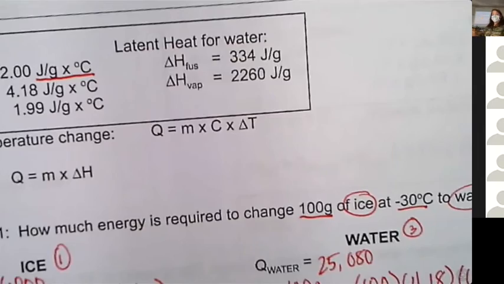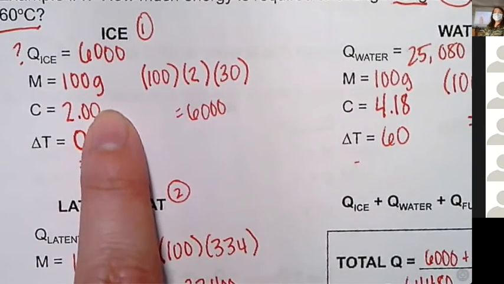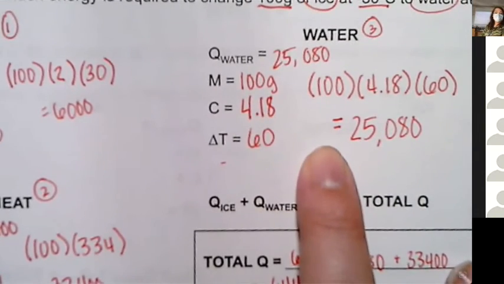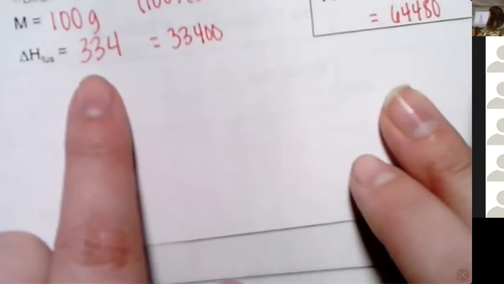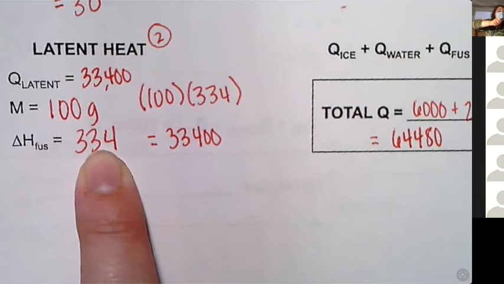So that's the whole problem. So basically what we did was we calculated the energy to change the temperature of ice. Then we calculated the energy to change the temperature of water. And then we calculated the amount of energy that's needed in order to change it from ice to water. That's just what we did. Okay, so how much energy to warm up the ice? That was the first thing. Then how much energy to warm up the water? And then the last thing was how much energy to change it from ice to water. That's exactly what we just did.